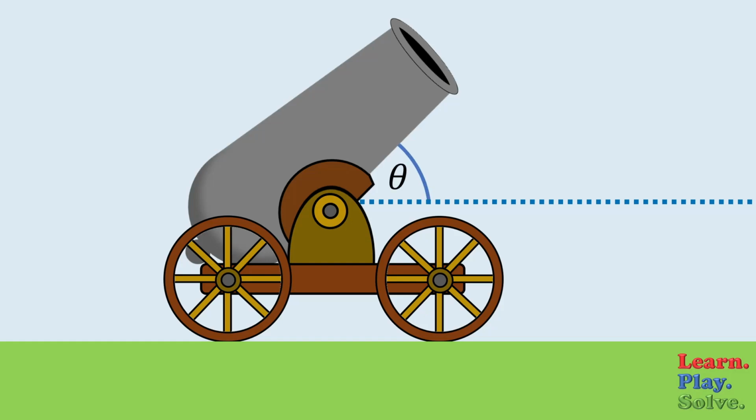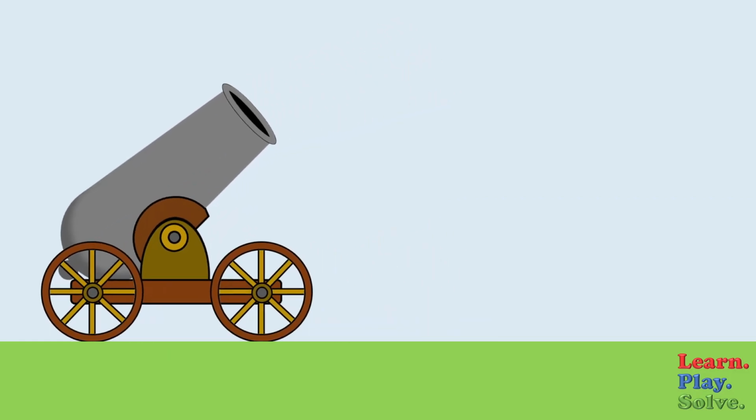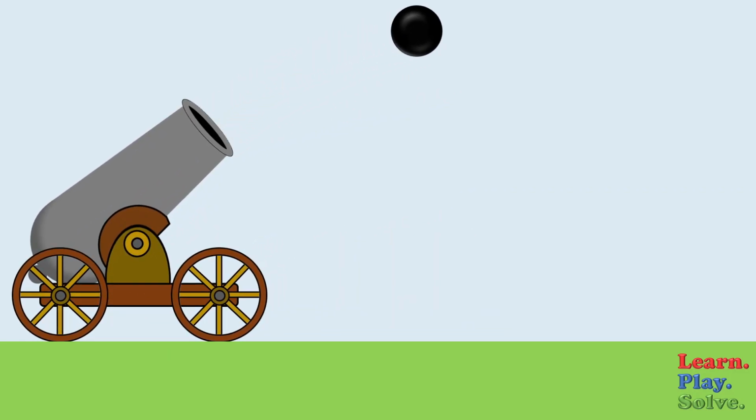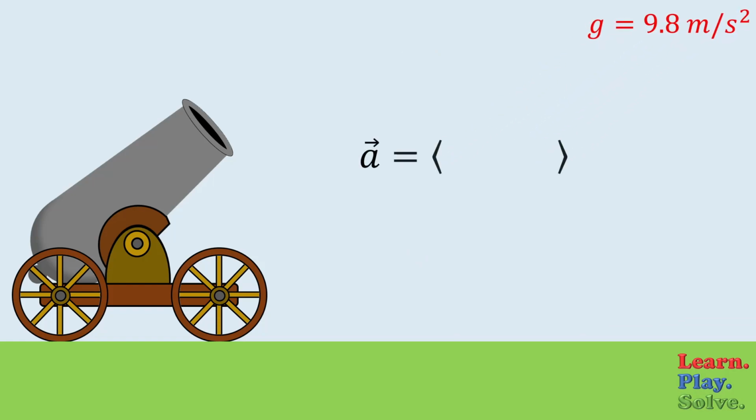This is a projectile motion problem. To solve it, we will use the fact that once the cannonball is fired, there will always be a downward force acting on it. That force is gravitational acceleration, which on Earth we know to be approximately 9.8 meters per second squared. We can make an acceleration vector with x and y components. Of course, the x component is 0 because the gravitational acceleration is only happening in the vertical direction. Since gravity is always pulling the cannonball down, the y component will be negative Earth's gravity, which is 9.8.